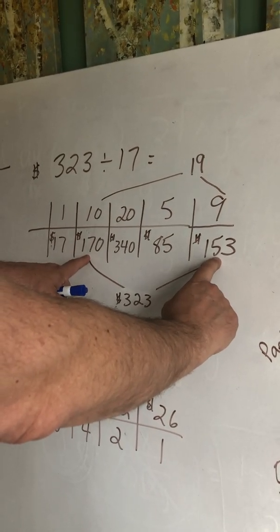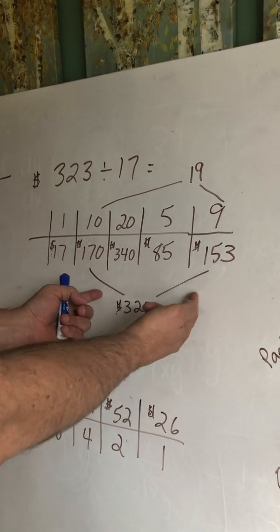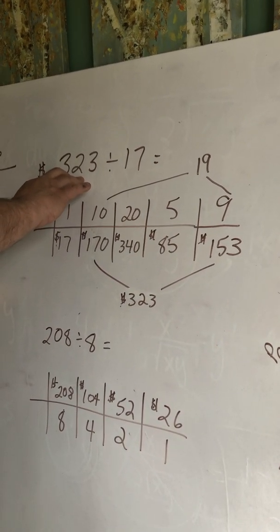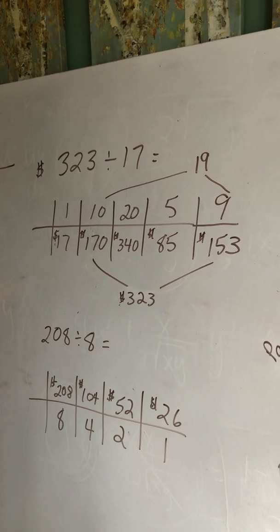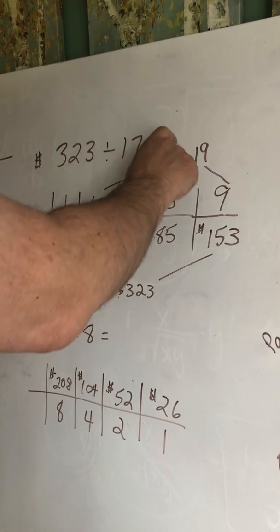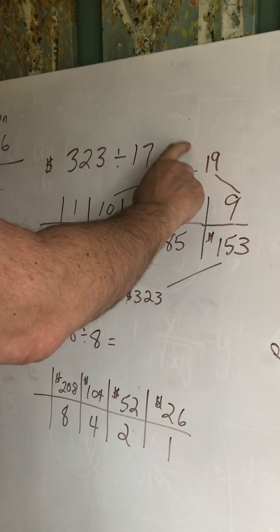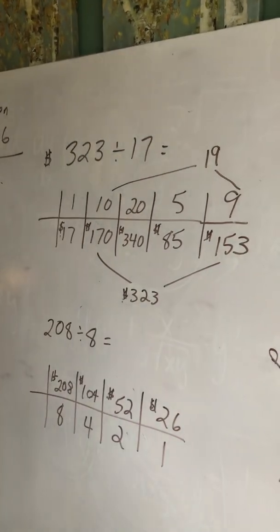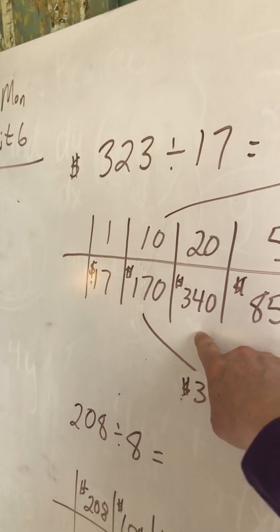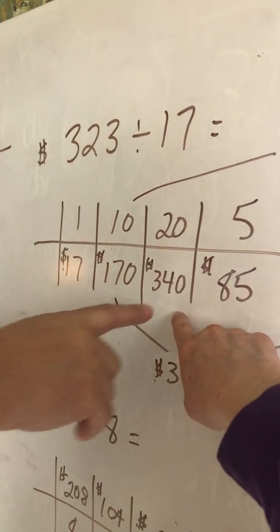If you notice, $170 plus $153 come together and give us our dividend, okay? And we already know our divisor. So if we take 10 and 9, we got 19. That's our missing number. That's our quotient. That's our answer. That's really cool, Mr. Bauer. Right here too, where there was 20, and it was $340, and they needed exactly 323. Wow, they're 17 over right there.